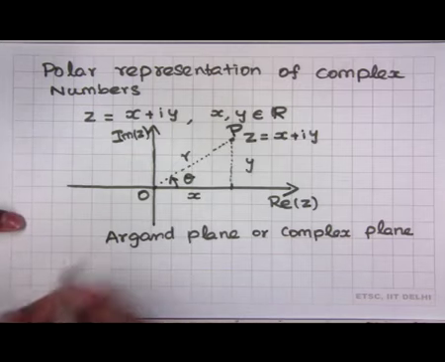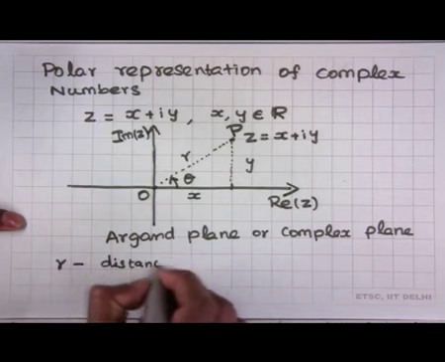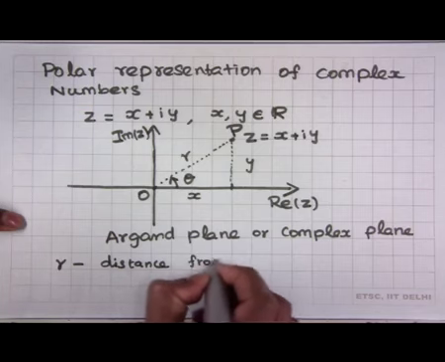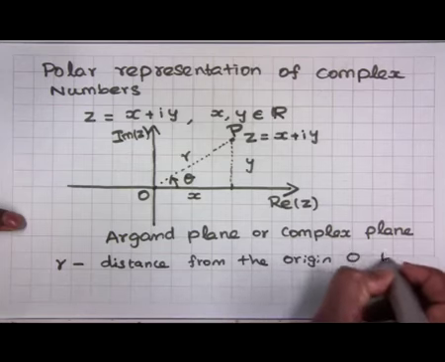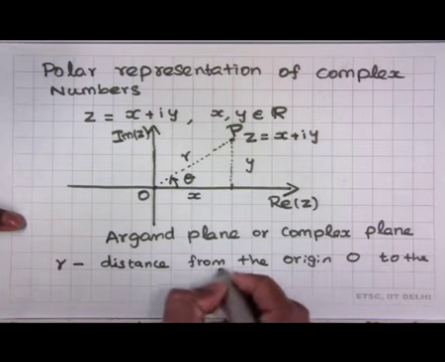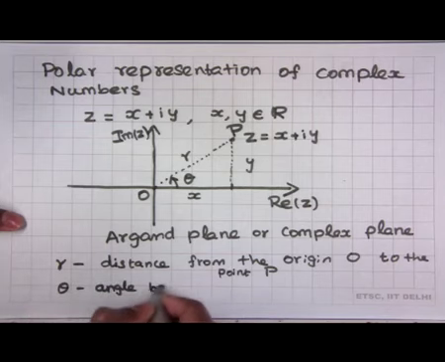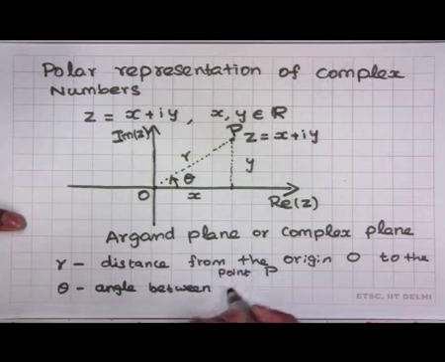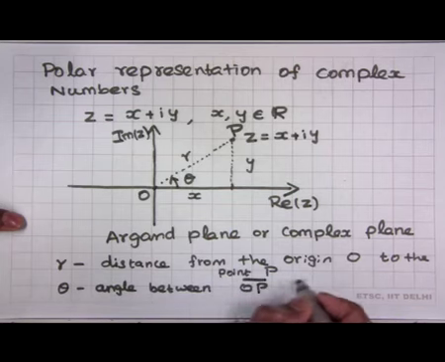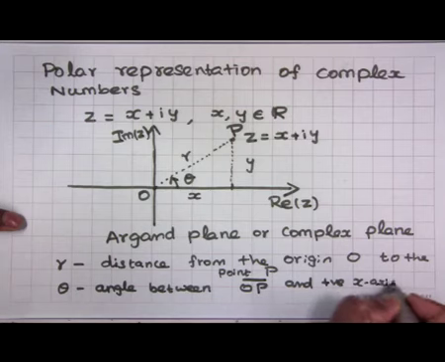Now what we are saying is, r denotes the distance from the origin, which we are calling the point O, to the point P, and theta denotes the angle between the line segment OP and the positive x axis, or the real axis.